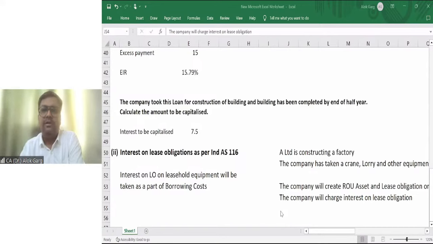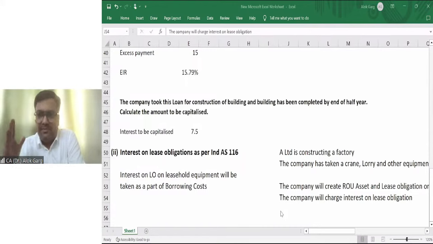Yes, 100 crore is your 1000 multiplied by 10%. 100 crore is your interest on the loan every year. Now this loan has been taken for 5 years, so every year you will pay 100 crore of interest. This amount has been taken for construction of a factory. The factory construction has been completed.